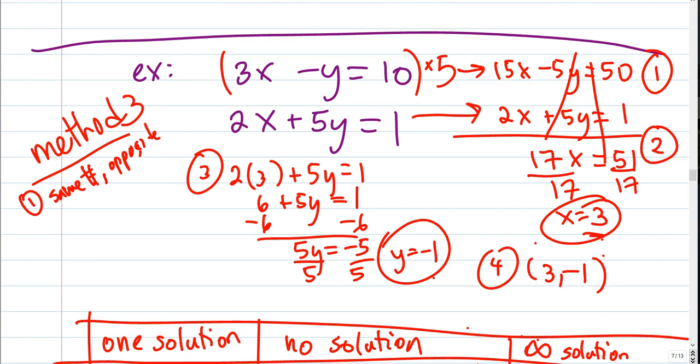Could I have graphed these? Sure. I could have taken the top equation and got y is equal to 3x minus 10. The bottom one, y is equal to negative 2/5 x plus 1/5. Do I want to graph those by hand? No. But I could graph them in technology, and guess what? They would cross the point at 3, negative 1.